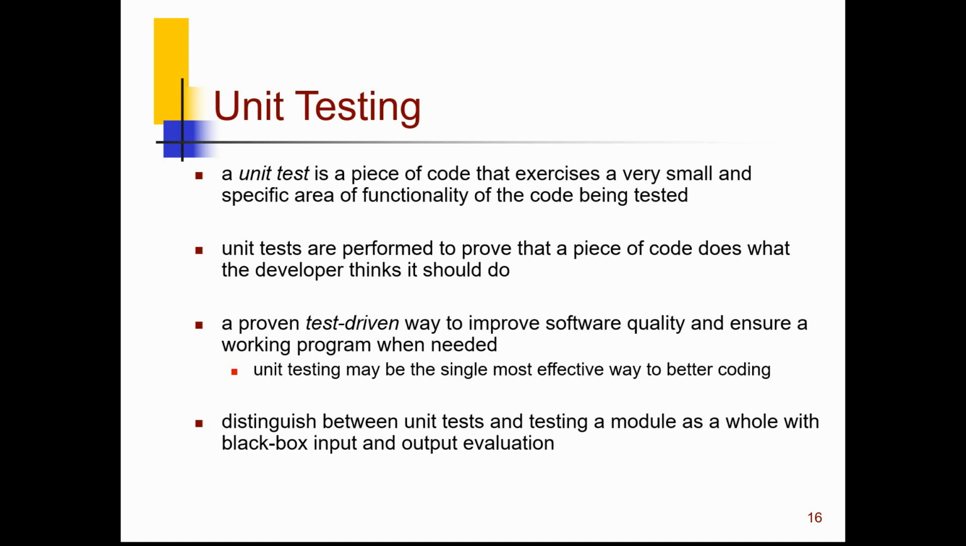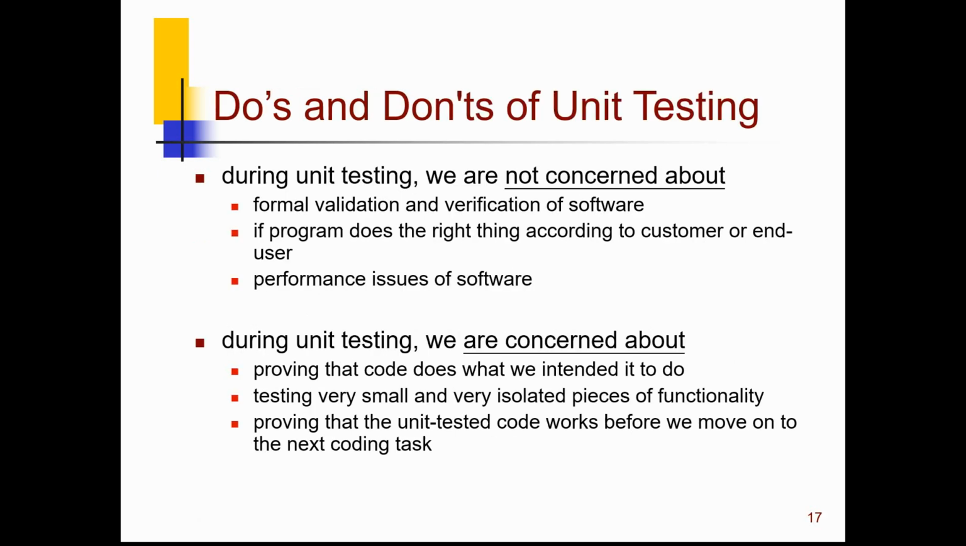So unit testing is the first safeguard we need to go through to ensure the quality of the software. And this shows what we focus on and what we don't do in unit testing. During unit testing, we are not concerned about the formal verification of software, which is so far away from the source code, or whether the program does the right thing according to the customer or end user, or the performance issues of the software. It's too far away from the source code.